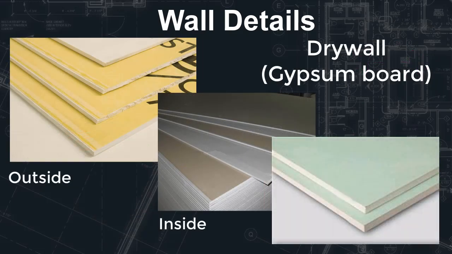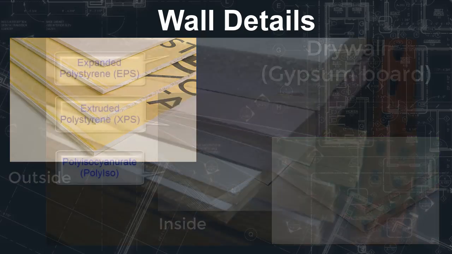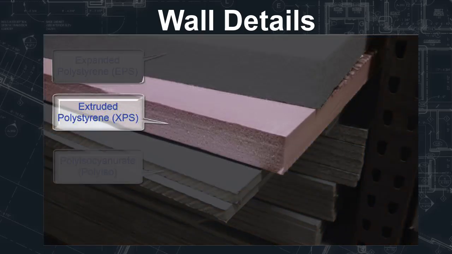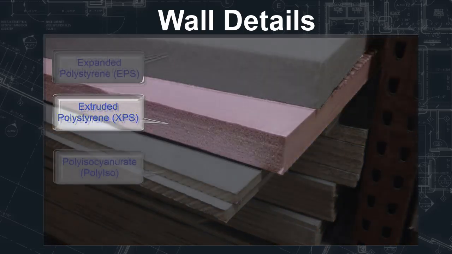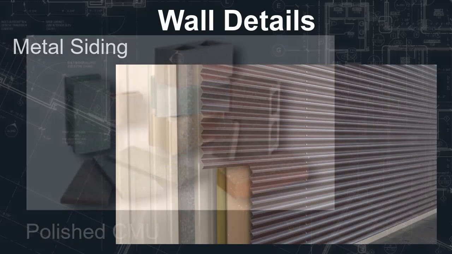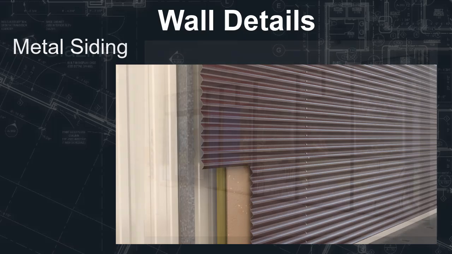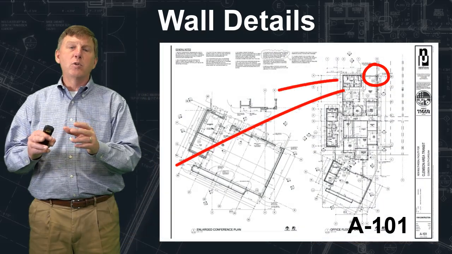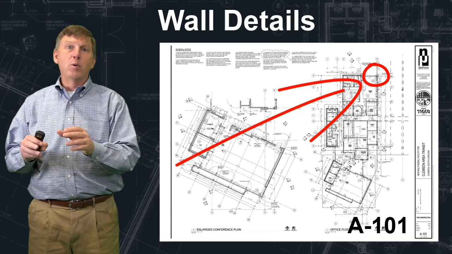On the studs, you're going to have different types of drywall possibly. On the inside, certainly. On the outside, maybe as a base layer. Then you might have some rigid insulation. For this project, they use extruded polystyrene. On this project, you're going to see a lot of exterior materials used, from glazed CMU to metal siding to glazing. Our focus is going to be on this corner of the building from drawing A101.